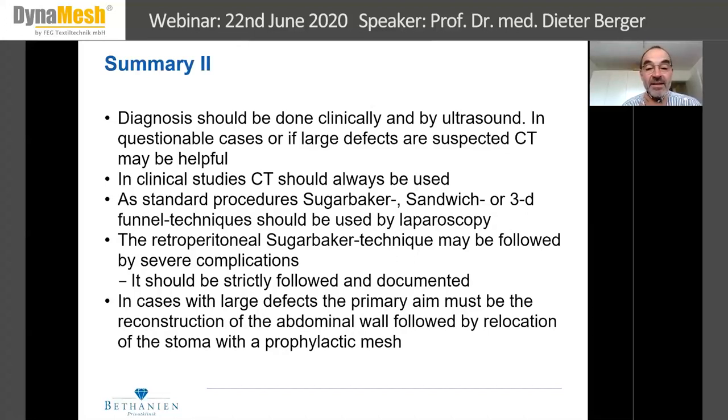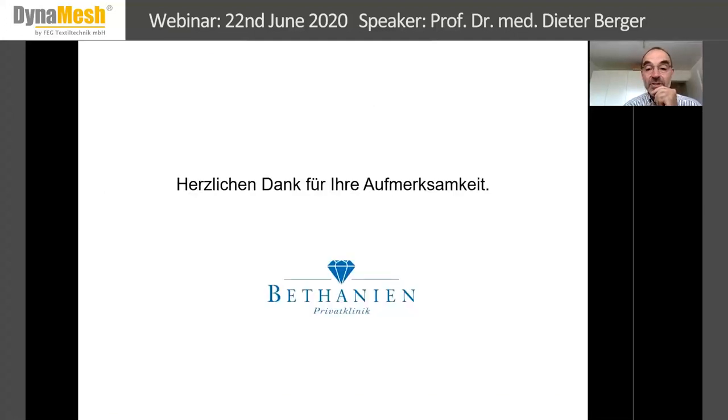For me, the standard procedures are the Sugarbaker technique, the sandwich technique, or 3D funnel techniques. I prefer the sandwich technique, of course, done laparoscopically. The retroperitoneal Sugarbaker technique, according to Pauli, should be strictly followed in order to exclude these described severe complications. Large defects should be treated primarily by a reconstruction of the abdominal wall and relocation of the stoma with a further prophylactic mesh.